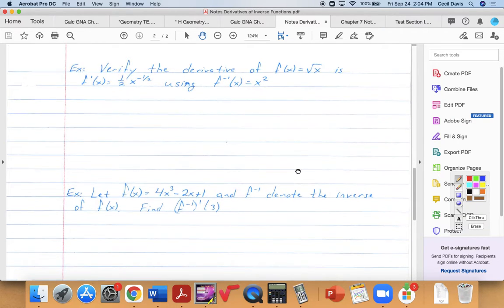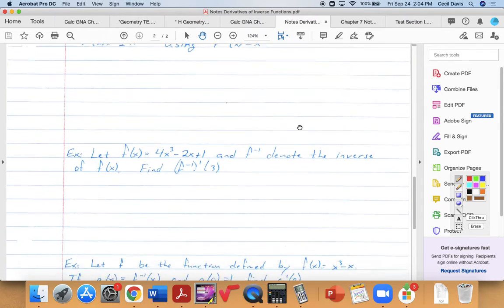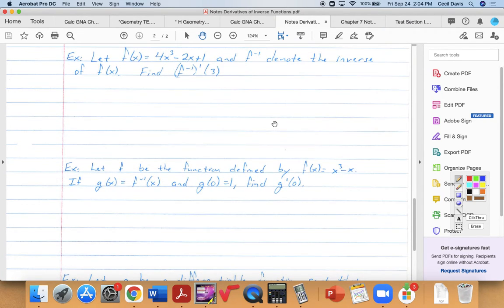And we're going to skip that, verify that the derivative of f of x is the square root of x. I find that it doesn't really help students. I used to do that, and then last year or so I was like, that doesn't really help anybody understand this, so we're not going to do it.